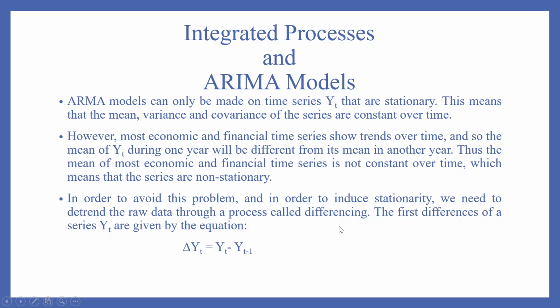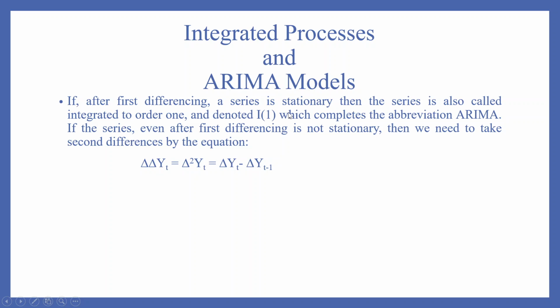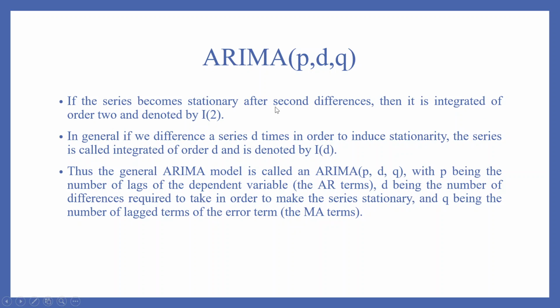The first difference of the series Yt is given by the equation delta Yt is equal to Yt minus Yt minus 1. If after first differencing a series is stationary, then the series is called integrated to order 1 and denoted by I(1), which completes the abbreviation ARIMA. If the series even after first differencing is not stationary, then we need to take the second differences by the equation delta square Yt is equal to delta Yt minus delta Yt minus 1. If the series becomes stationary after second differences, then it is integrated of order 2 and denoted by I(2).